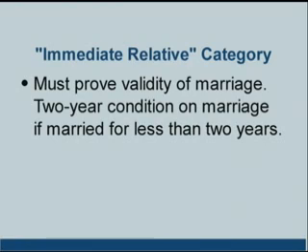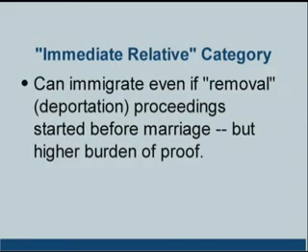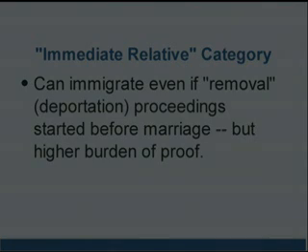For marriages, you have to prove that it's a valid marriage, not just for immigration purposes. They give you a 2-year conditional period if you haven't already been married 2 years. They give you a 2-year conditional period to be married, be a permanent resident, but if at the end of the 2 years you can't prove that was a valid marriage, then you're out. Okay? And you can immigrate in this category even if you already are in removal or deportation proceedings. Removal is just another word for deportation. Before you get married, but you have a much higher standard of showing that it's really a valid marriage, that you didn't just get married to get out of deportation. But you can do that.